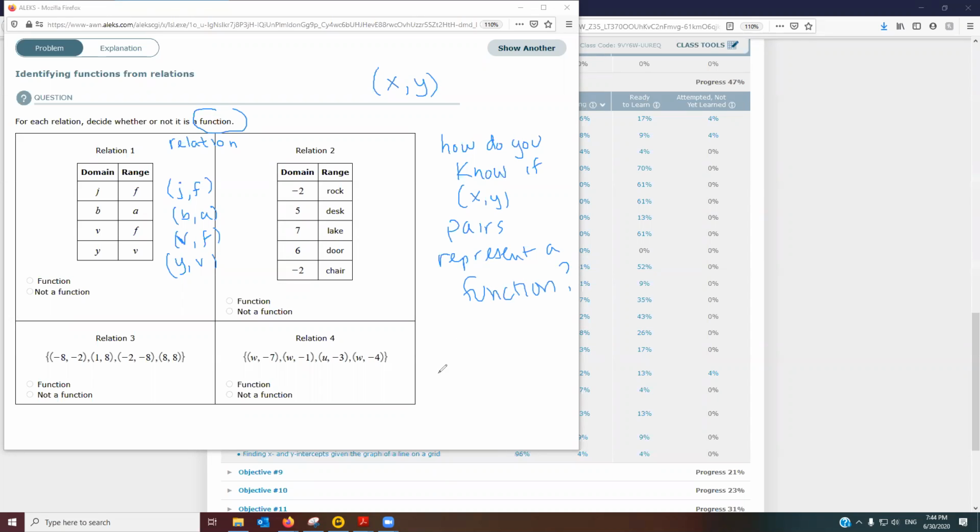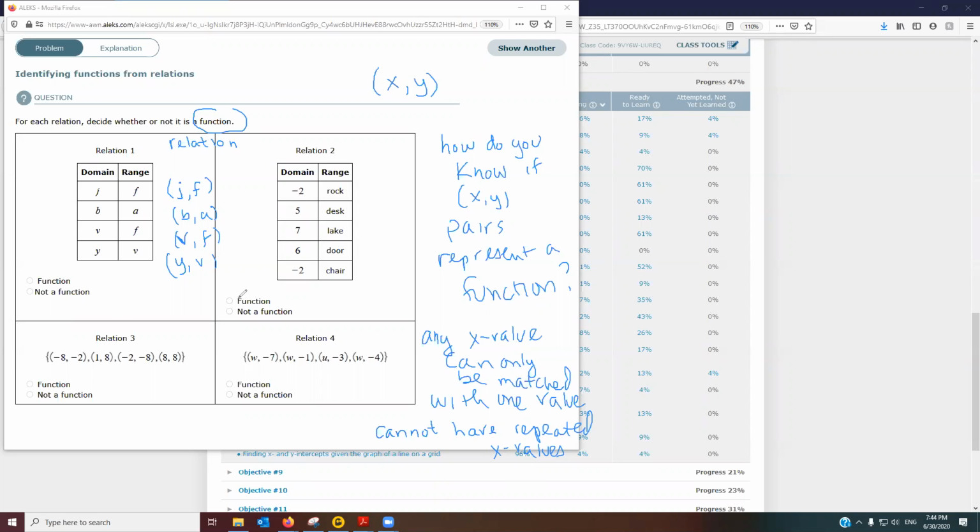Well, there's a rule for this. The rule is any X value can only be matched with one Y value. Another way to think about this is you cannot have repeated X values. And when I say X values, I really mean the first element in the pair.